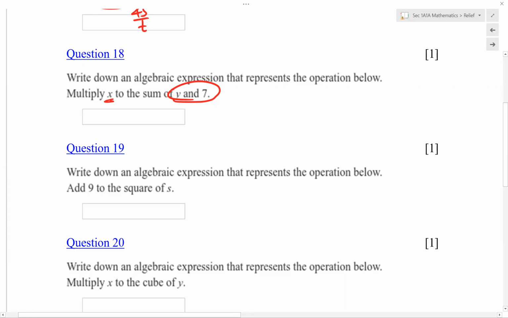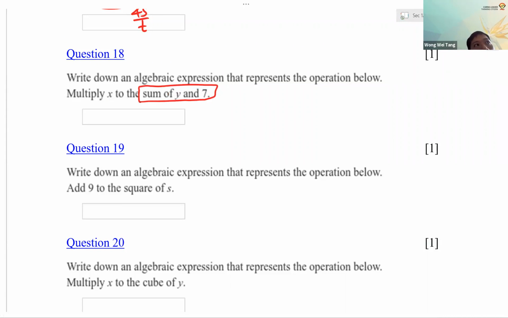Means x plus y 7. No. Listen carefully, yeah. I'm saying, what does this portion mean? The sum of y and 7, what does it mean? For example, if I say the sum of 1 and 3 is 4. The sum of 10 and 20 is 30. So what is the sum of y and 7? Means you plus. Plus? Okay, what plus what?